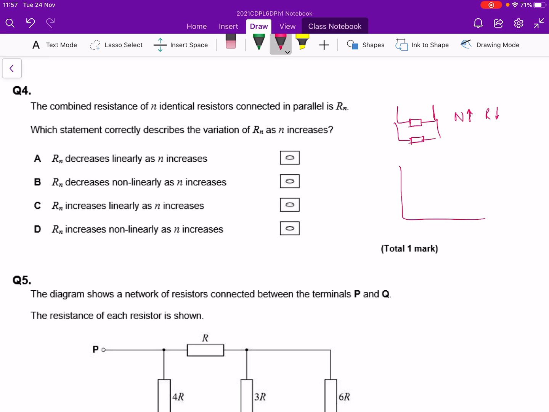If you plot a graph of N against R, you'll see it's something like that. We have to apply 1 over R total equals 1 over R1 plus 1 over R2 and so on. You get some kind of a graph like this. So Rn decreases as N increases, so it's either A or B. But it's going to be B. It's not a linear relationship. So question 4 is going to be B.